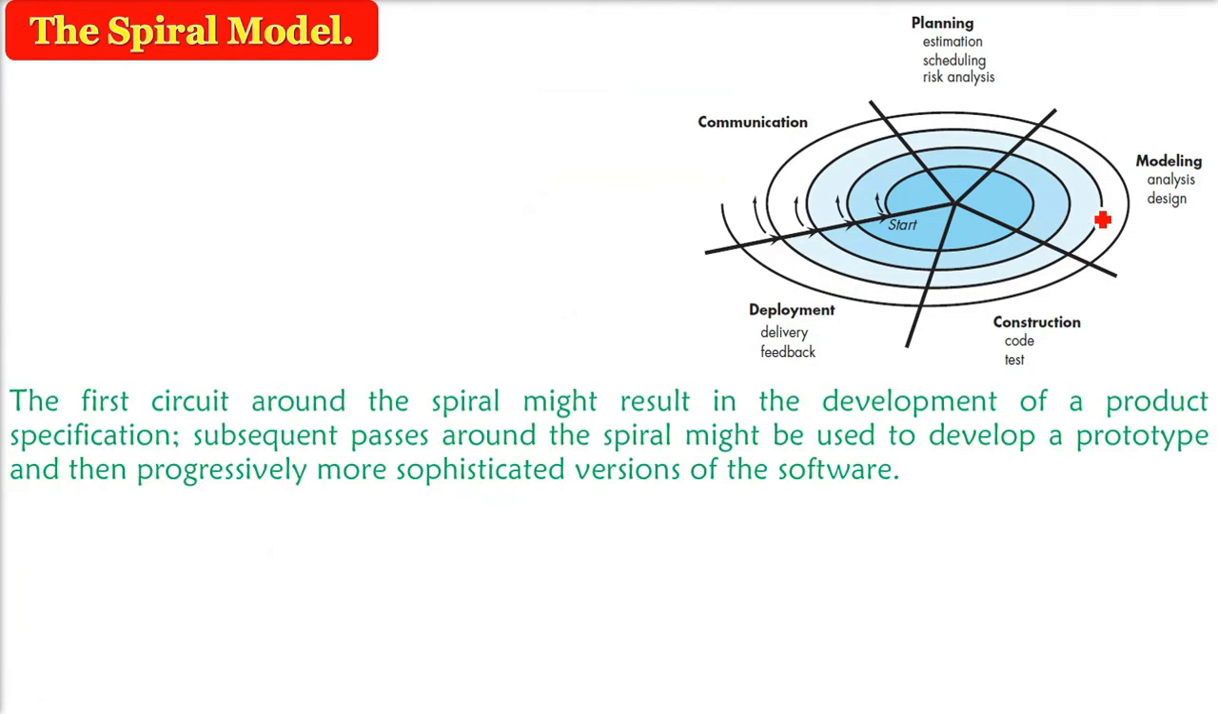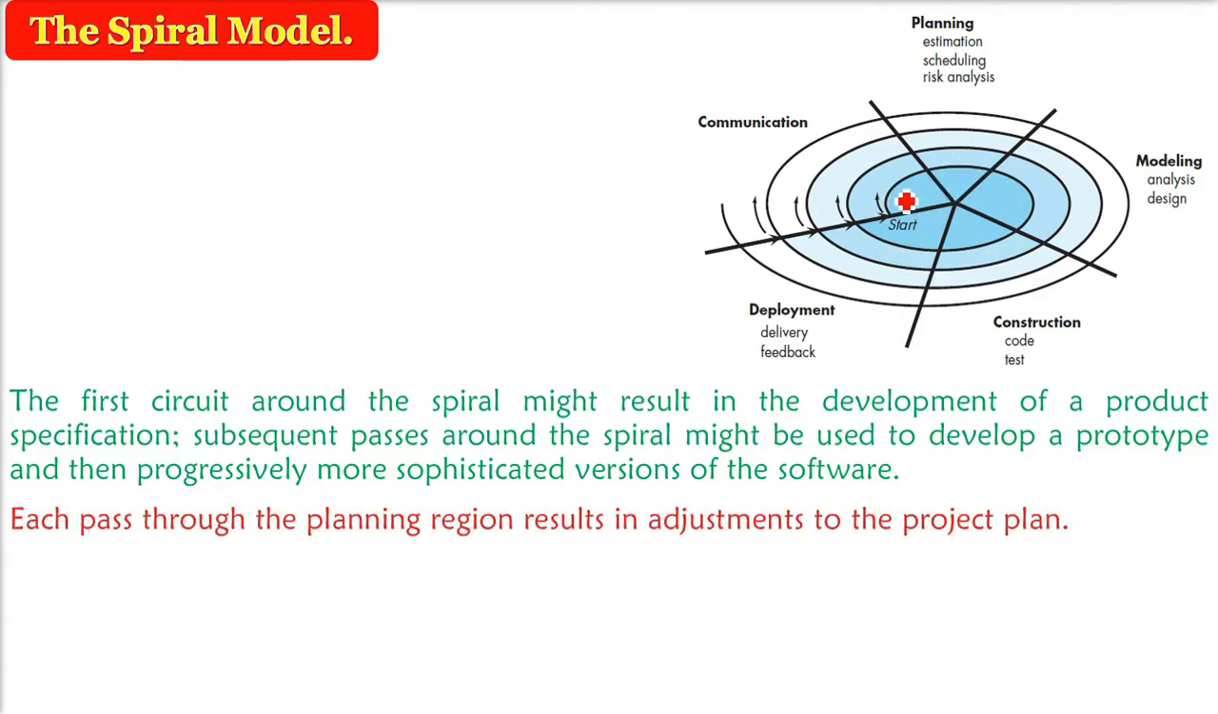And how do we understand this? Initially, we are not much aware. We don't want to develop it yet. First circuit, you can say that we are developing the product specification or the requirement you are generating. You are understanding the software. This is the first one. You can understand it like this. First spiral, you are trying to generate the requirement.